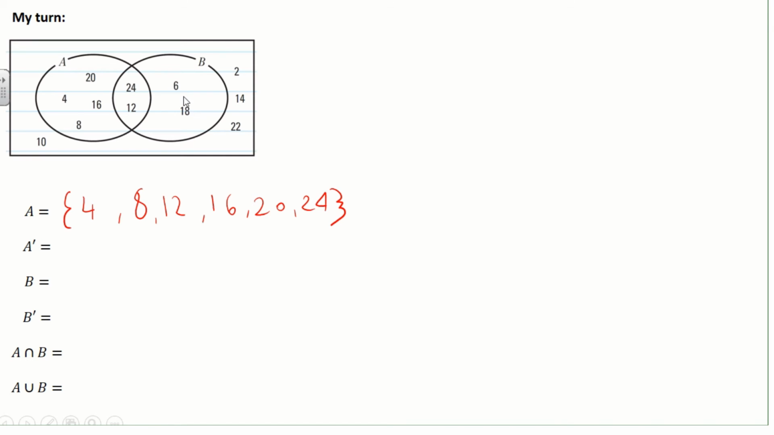Not in A then is going to be anything that's not in this circle. So we should do our curly bracket, anything not in my circle. So I've got 2, 6, 10, 14, 18, and 22. Notice I've written them out in numerical order.